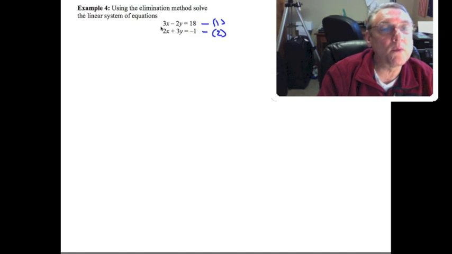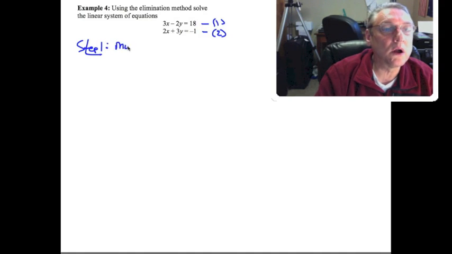Now notice that if I multiplied number 1 by 2, I'd get 6 here, and if I multiply this by 3, I'd get 6 here, but they'd both be positive. What I do notice is I have an opposite sign here, so what if I was to multiply equation 1 by 3, that would give me a 6 here, and this one by 2 give me a 6 here, but they're opposite in sign, so that looks like the best option.